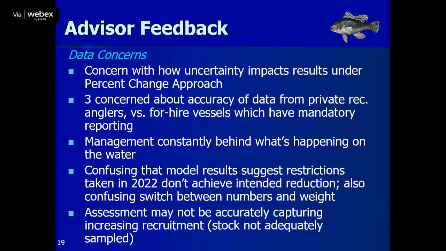the process. One advisor said that management is constantly behind what's happening on the water due to data lags. One advisor said that it's confusing that the model results suggest that the restrictions taken in 2022 don't achieve the intended reduction. And it's also confusing that we have these 2 models to begin with, and that one of the models requires switching between numbers of fish. It produces outputs in numbers of fish, and we need to convert them to weight. One advisor said that the stock assessment may not be accurately capturing increased recruitment, and that the stock might not be adequately sampled.